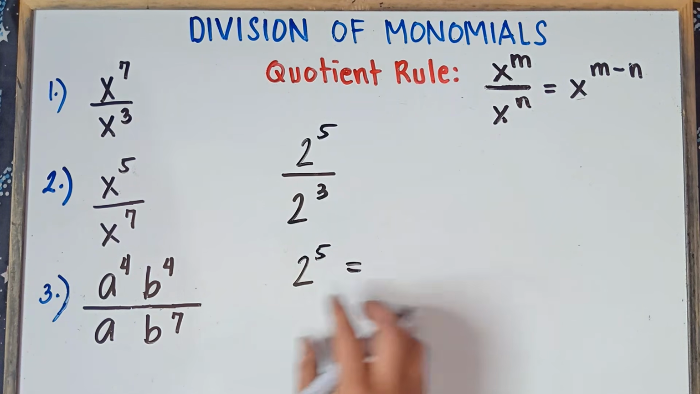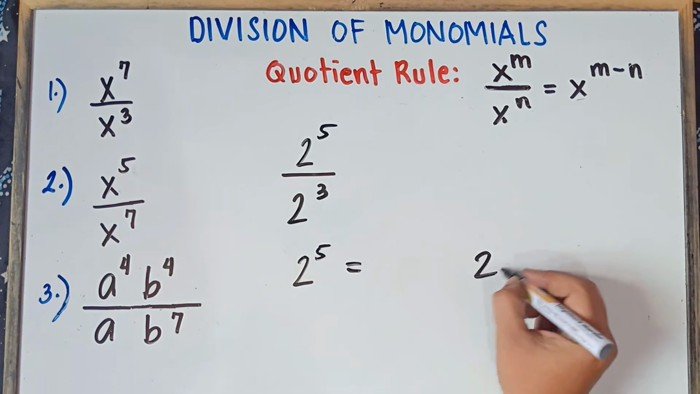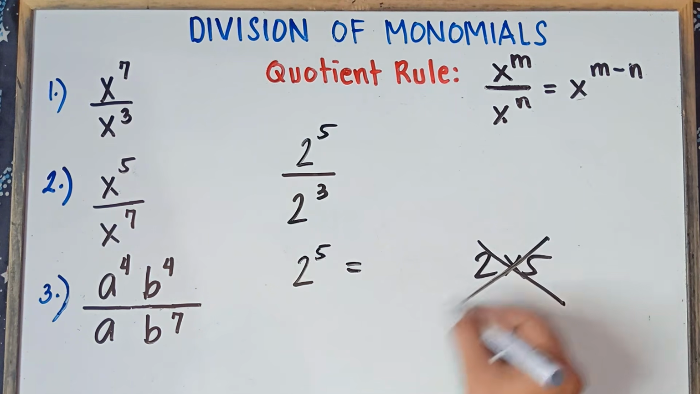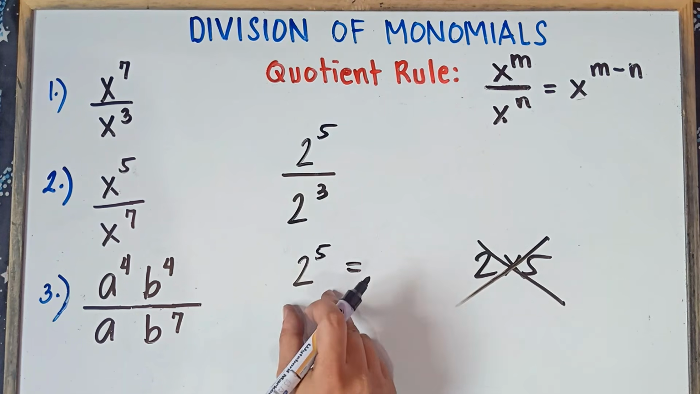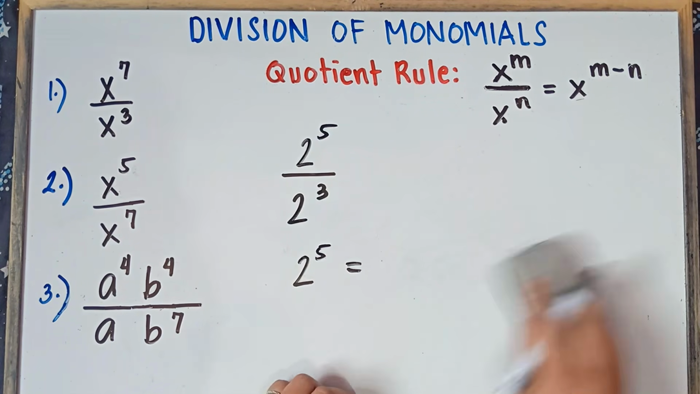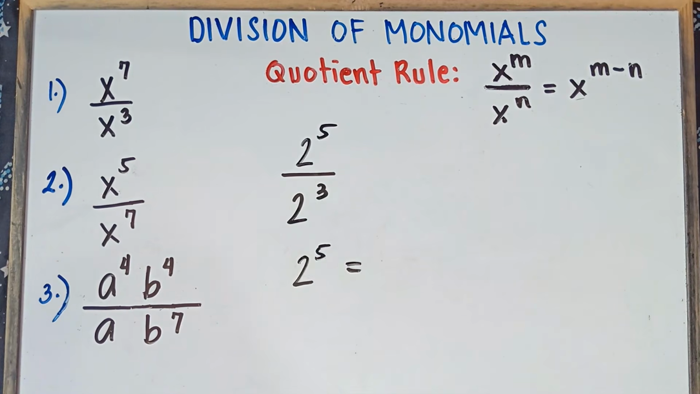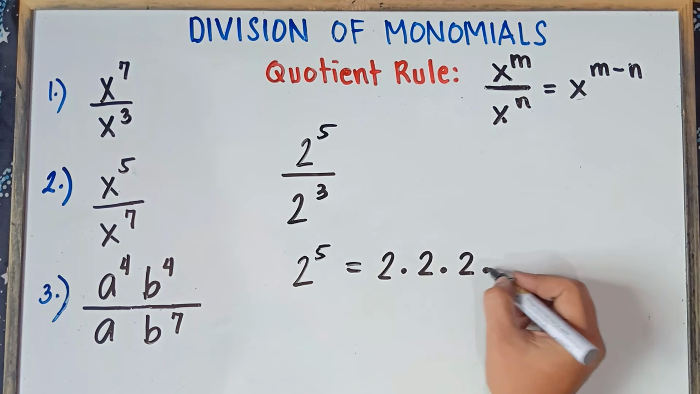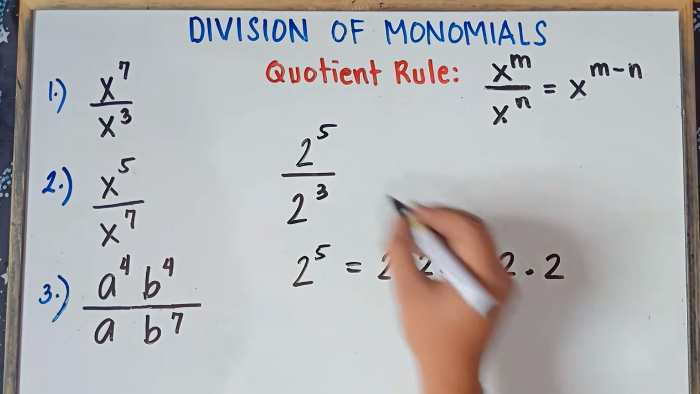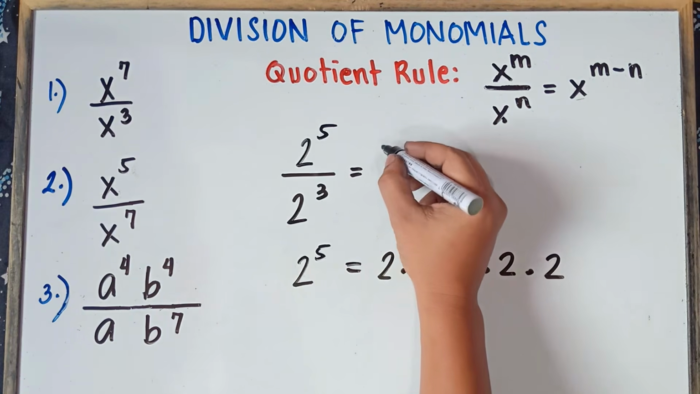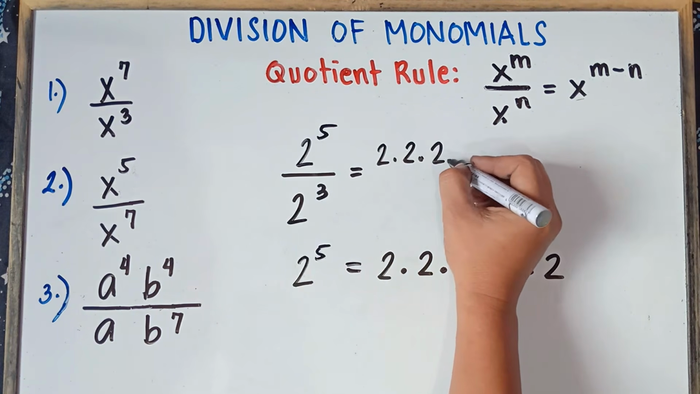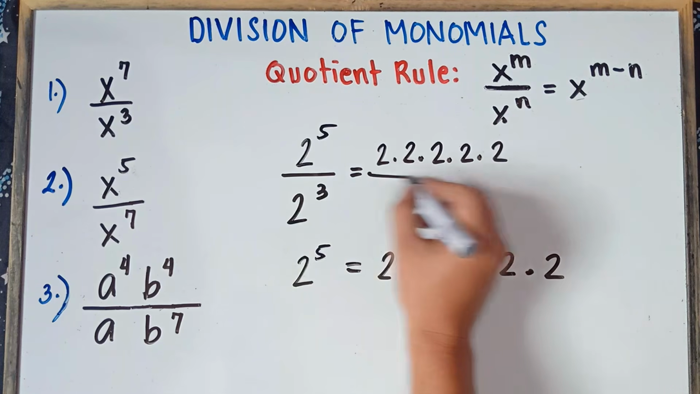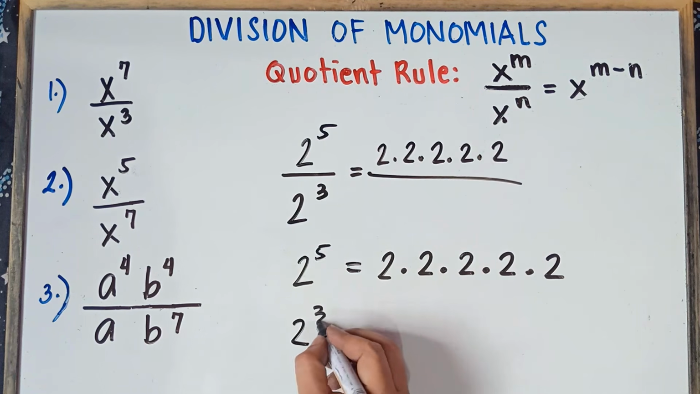Once again, class, 2 raised to the power of 5 doesn't mean 2 times 5. That is not correct. 2 raised to the power of 5 means you multiply 2 by itself 5 times. So that would be 2 times 2 times 2 times 2 times 2. Now what is 2 raised to the power of 3?